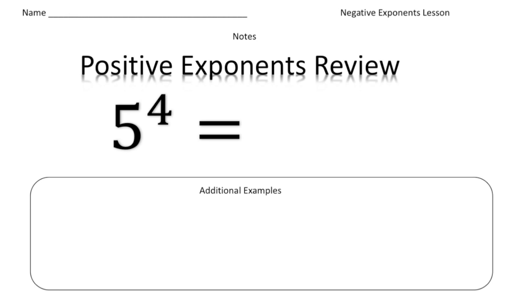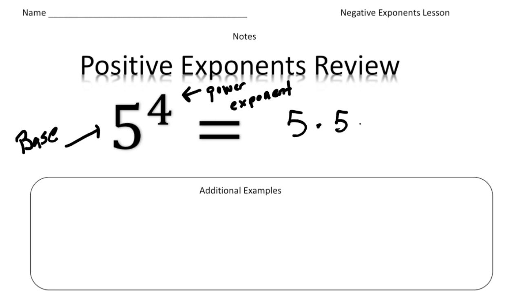Alright? So before we talk about negative exponents, let's do a quick review about positive exponents. So here we have 5 to the 4th power. Just a reminder, this 5 is also the base, and the 4 can be referred to as the power or the exponent. When I say 5 to the 4th power, the 5 is the base and the 4 is the power. What this means is 5 times 5 times 5 times 5, which is equivalent to 625.